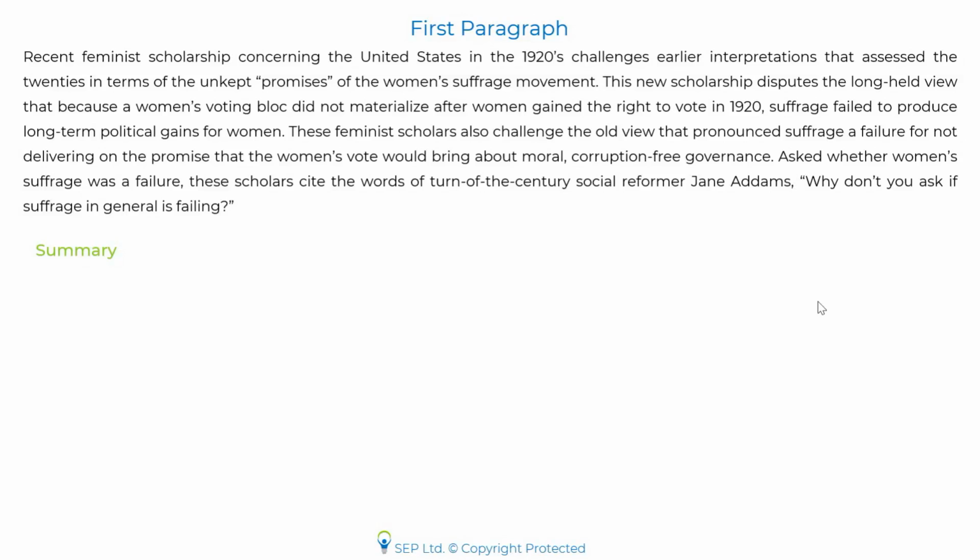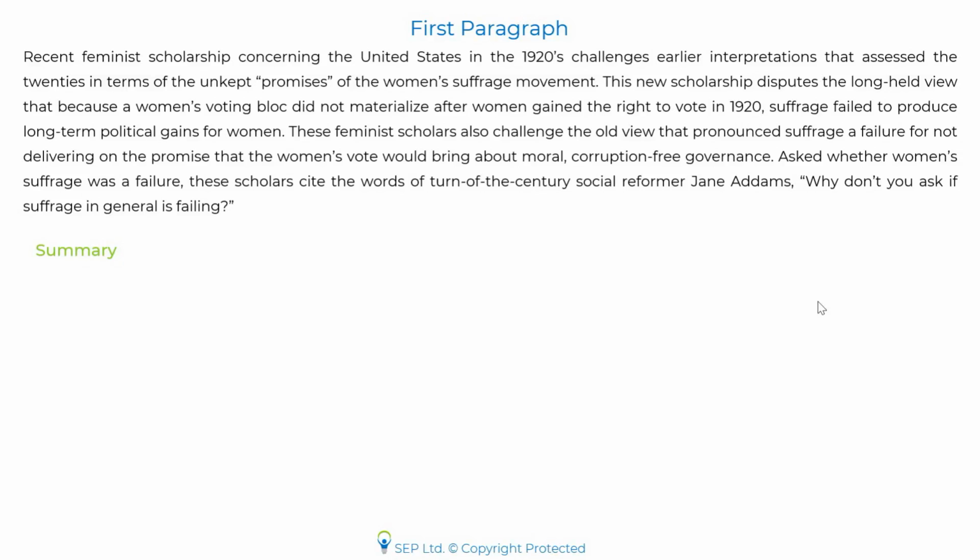Recent feminist scholarship. Now, if you haven't read too many GMAT passages, you might confuse the word scholarship with the kind of scholarship that students know, the monetary scholarship. But if you are a regular with the OG passages, you would see that the word scholarship in GMAT is often used in terms of studies. So let's say that you don't know what scholarship means, but we are going to focus on the context to understand the meaning of the word scholarship here.